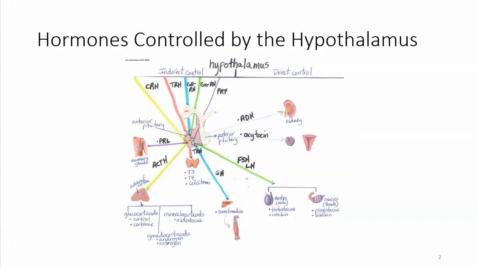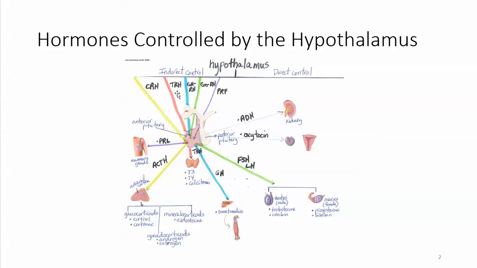So let's talk about the ones that affect the anterior pituitary. We have the corticotropin releasing hormone. This tells the anterior pituitary to release ACTH, adrenocorticotropic hormone, which works on the adrenal cortex. That's the outer layer of the adrenal gland. Now, this produces glucocorticoids, which are cortisol and cortisone, gonadocorticoids, which are androgen and estrogen, and mineralocorticoids, which is your aldosterone. Now, just a note, the ones with the little dot in front of them, those are the hormones.